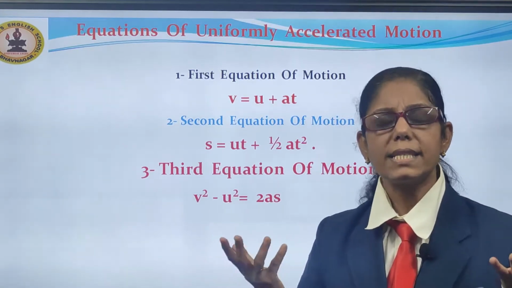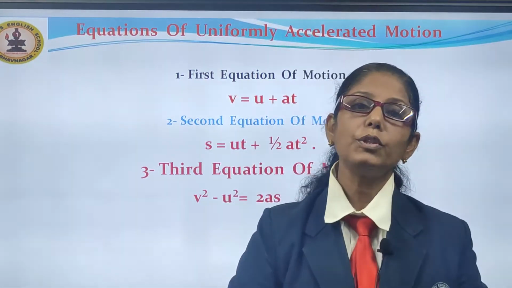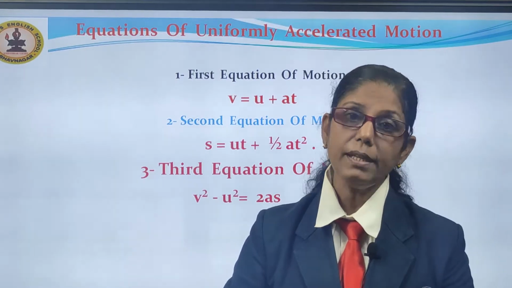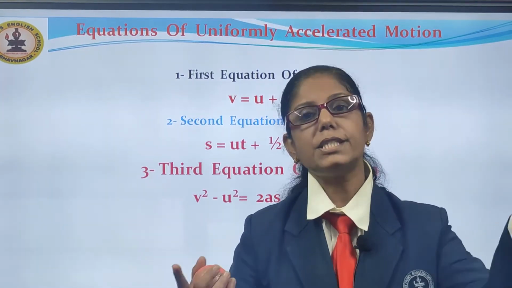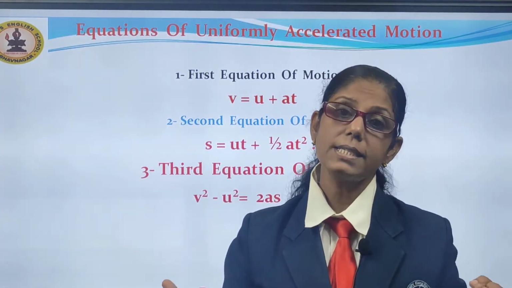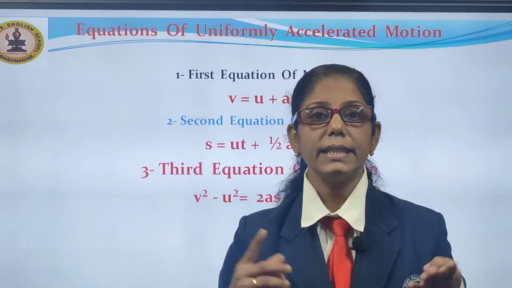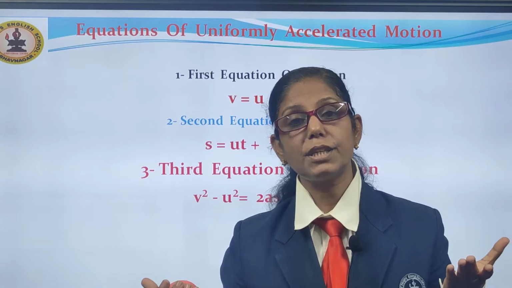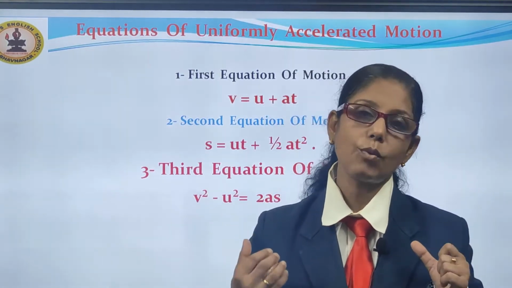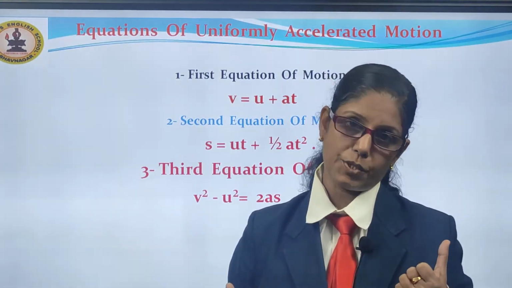Now, what are these three equations? When a body is moving with uniform acceleration, the relationship between U, what is U? Initial velocity of the body. Then final velocity, that is V, distance travelled, S, time taken, T, and the acceleration of the body. So, what is the relation between these quantities? That is what these equations of motion explain to us.